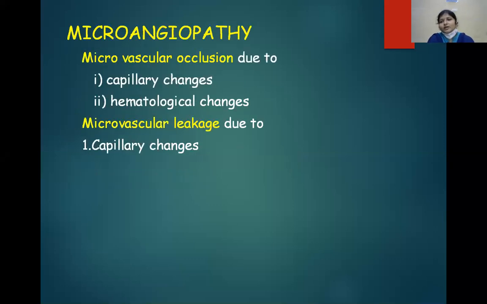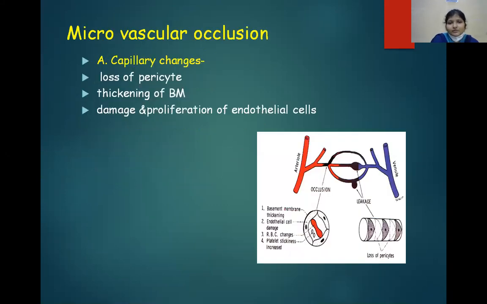So what happens with this microangiopathy? It can cause two effects, either occlusion or leakage. Occlusion is mainly because of capillary changes and hematological changes, whereas microvascular leakage is because of capillary changes. So first we'll deal with microvascular occlusion. What are the capillary changes you see?